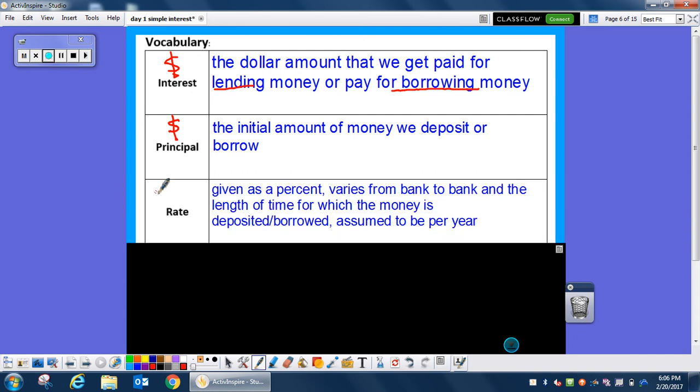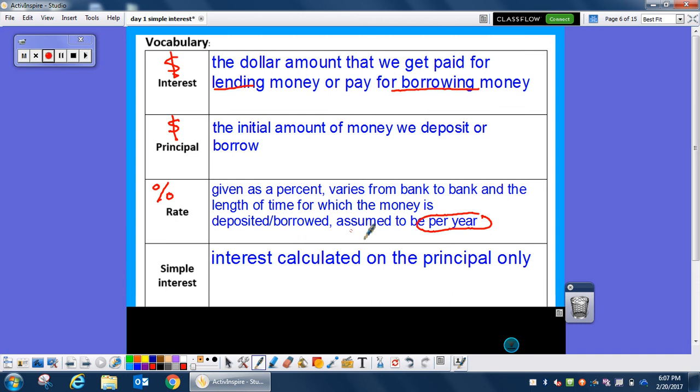The rate is given as a percent. It varies from bank to bank, which is why you typically like to shop around when you're finding loans. And then time is the length of time for which the money is deposited or borrowed. It's assumed to be per year. So sometimes the problems might be in months. You'll have to convert into years.